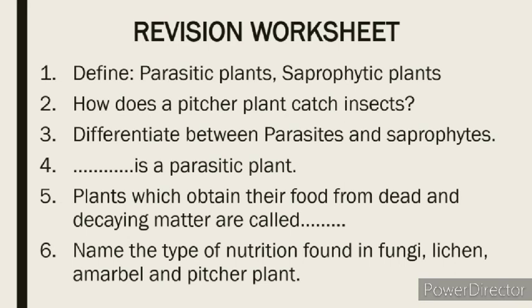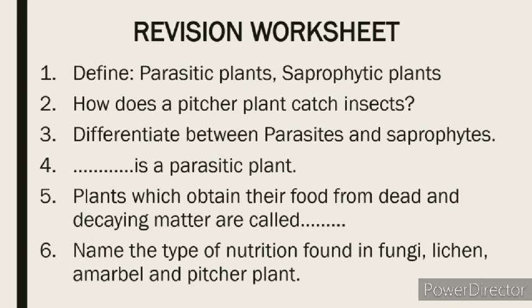Third is differentiate between parasites and saprophytes. Now after going through the presentation, you must know what is the difference between parasites and saprophytes. You have to give 2 points. First point is definition and other is the examples. Fourth, dash is a parasitic plant. Fifth, plants which obtain their food from dead and decaying matter are called saprophytes.